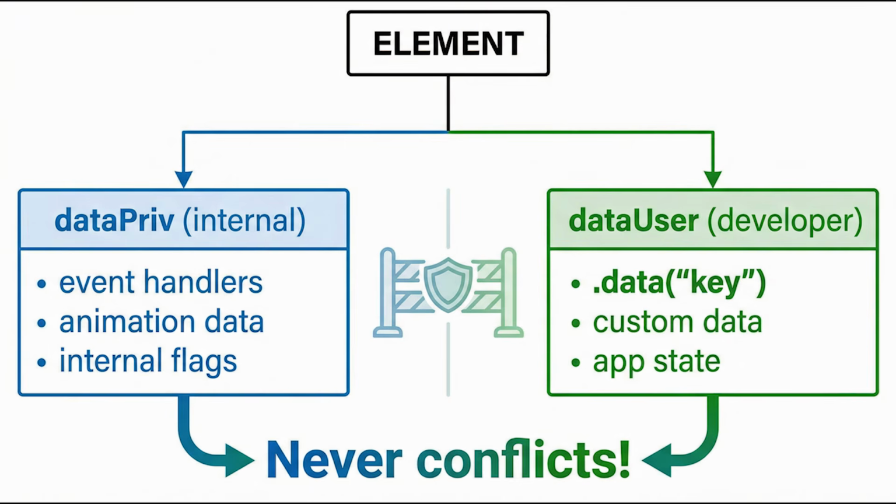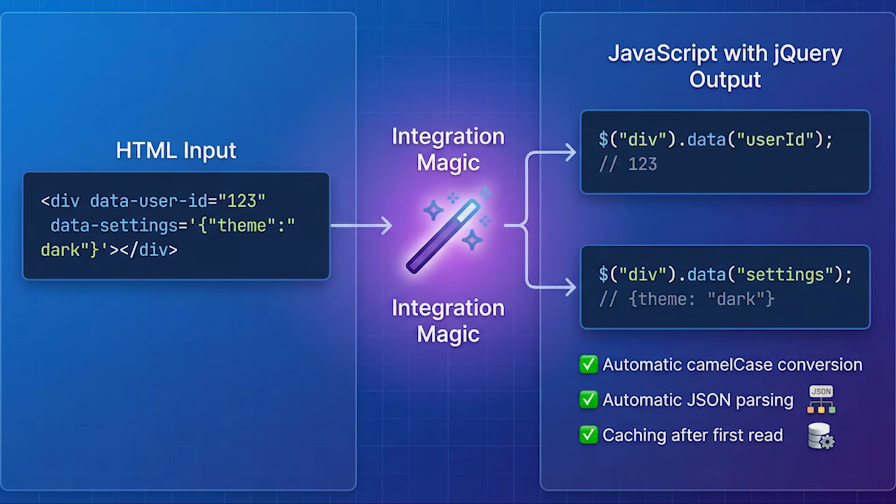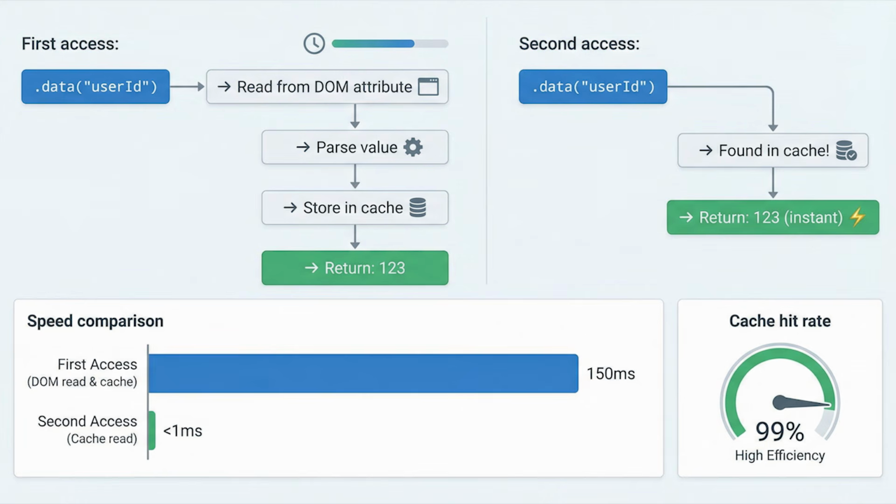jQuery actually maintains two data stores: dataPriv for internal jQuery data like event handlers, and dataUser for developer-attached data via .data. This separation ensures jQuery's internal bookkeeping never conflicts with your data, and jQuery's .data method integrates with HTML5 data attributes. jQuery reads these attributes, parses them intelligently, including JSON, and caches the result.